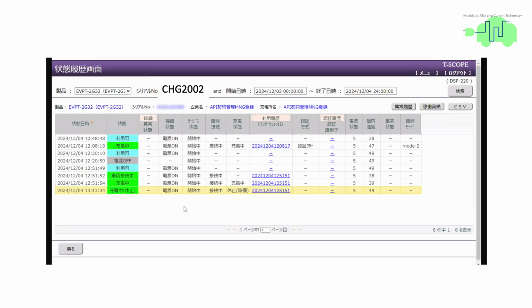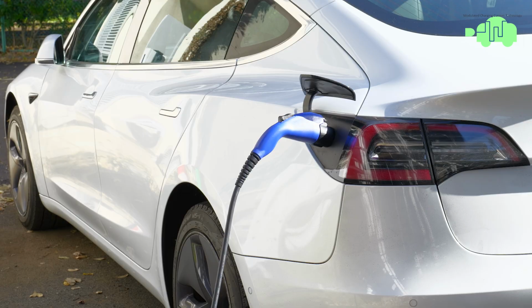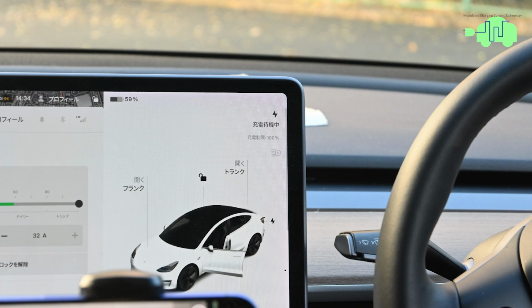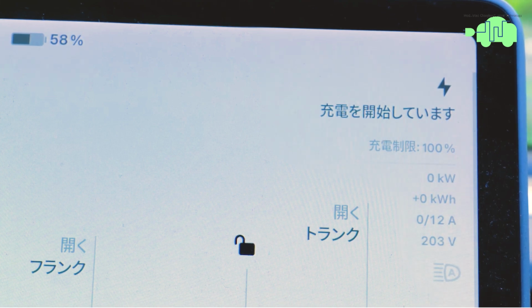This is an example of the management screen of the charger used in the experiment. In this screen, we can see that the experimental charger CHG2002 is connected to an EV. Next, EVs to which the charging plug are connected are identified. Here is the display inside the vehicle of the EV used in the experiment. This is the display inside the vehicle of the EV that is charging. It can be seen that the EV is charging.